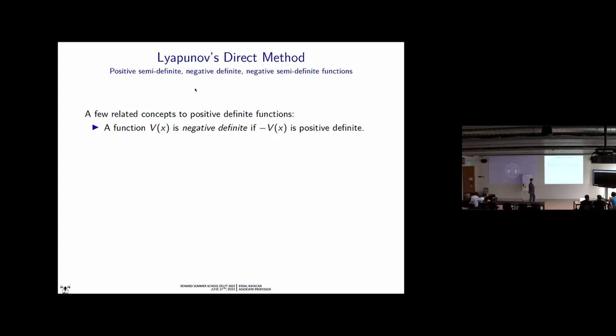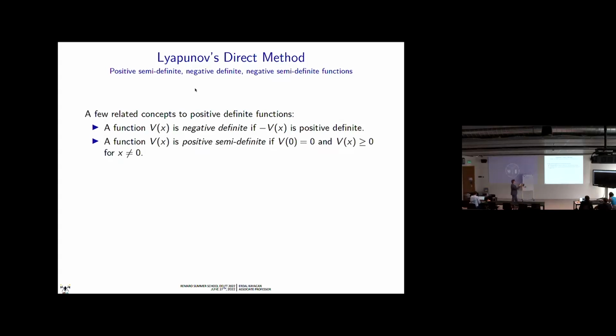Positive definite matrix. Again, a few concepts related to positive definite functions. So V(x) is negative definite if minus V(x) is positive definite. Correct? Is it like a complex sentence? Imagine that minus x squared. So if minus x squared is positive definite, which is x squared, then you can say minus x squared is a negative definite function. I mean, it's the dual definition of positive definiteness.